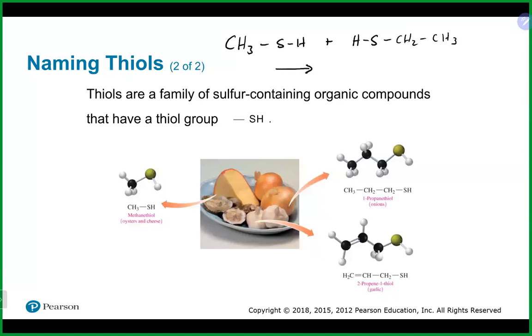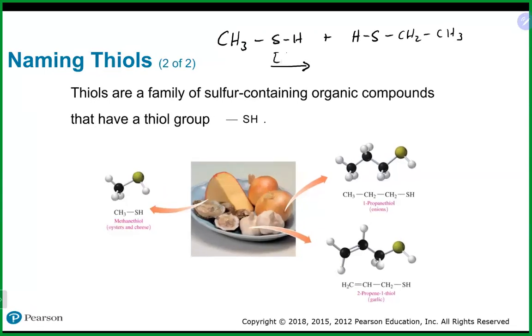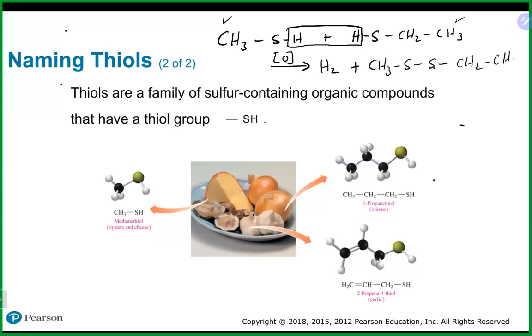So when 2 thiols come together, what's going to happen is they lose hydrogen through an oxidation. When we lose hydrogen, we take those 2 hydrogens out and we will get H2. Then what happens is you just squeeze everybody together. So you start here and you keep going until you get here and put everybody together. So we would have CH3, S, S, CH2, CH3.